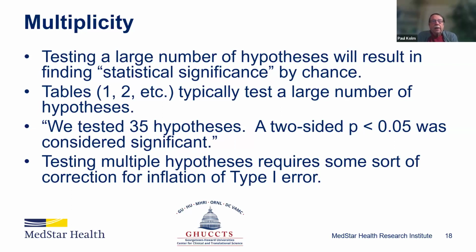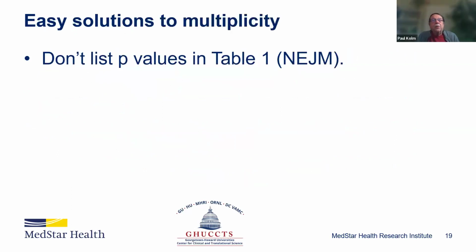And so if you tested all these hypotheses and they considered 0.05 as the significance level, then you need to make some sort of correction for inflating the type 1 error rate, and often that's not done. So there's a couple easy solutions to this. One is don't list p-values in table 1 or in any table where you're not focusing on your primary outcomes.